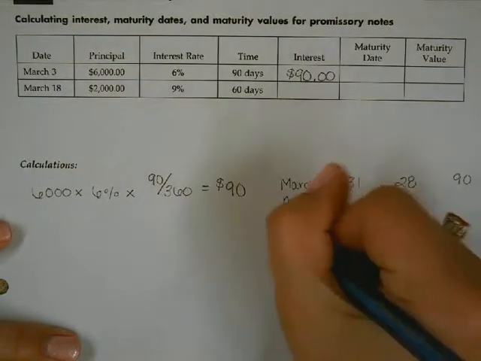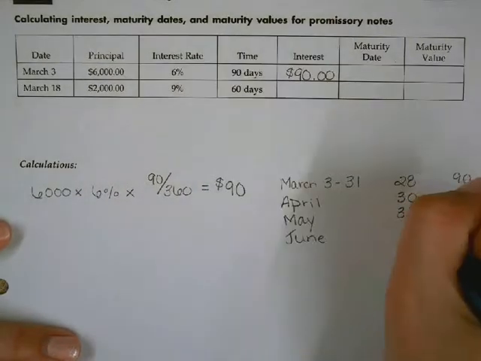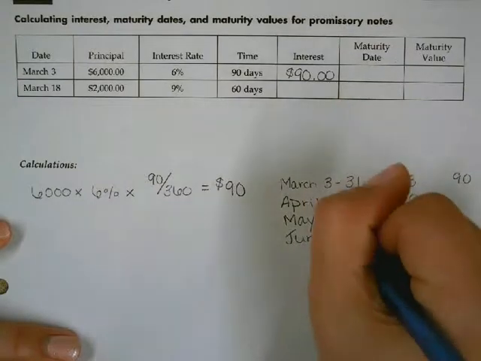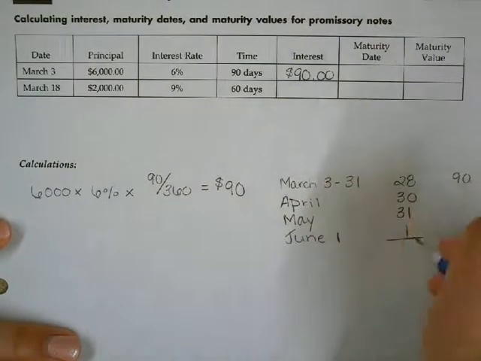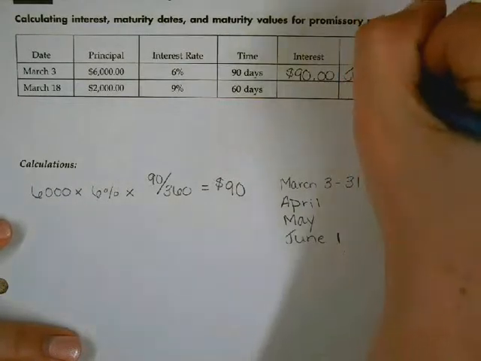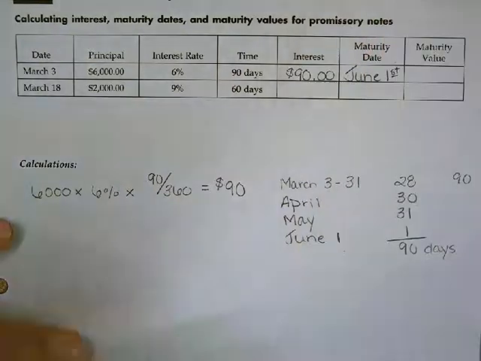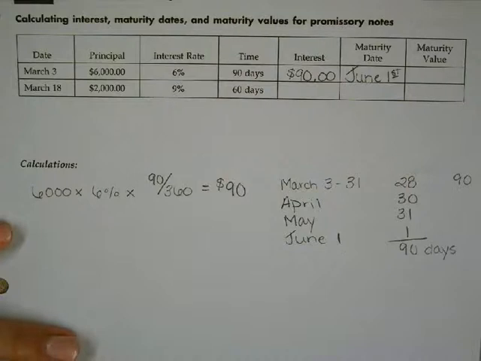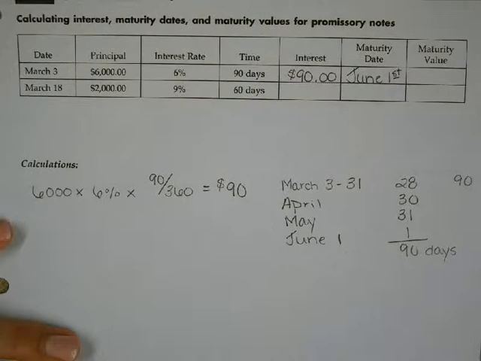Okay, and the last thing that we need to do is figure out maturity value. That should be pretty easy. What's our maturity value? $6,090. It is going to be the original price of the note plus our interest. Okay, let's go to our second one.